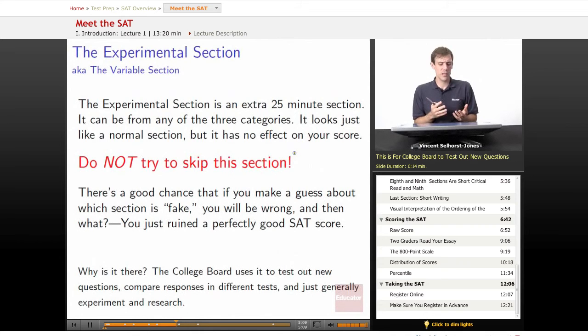Why is the experimental section there? The College Board uses it to test out new questions, compare responses in different tests, and generally just do experimentation and research. You're paying to be a guinea pig for them, but hey, what are you going to do?